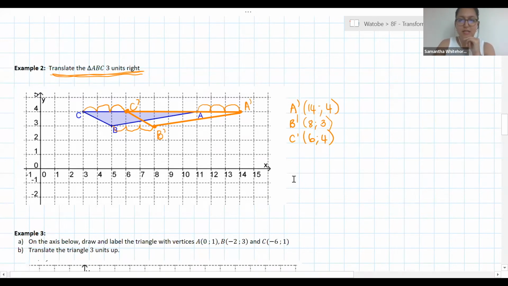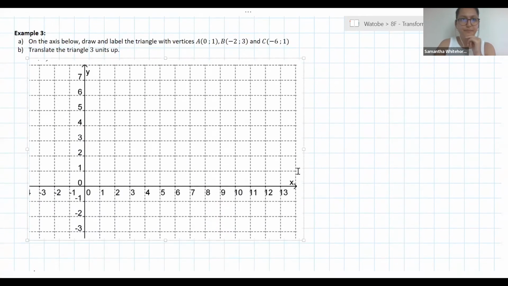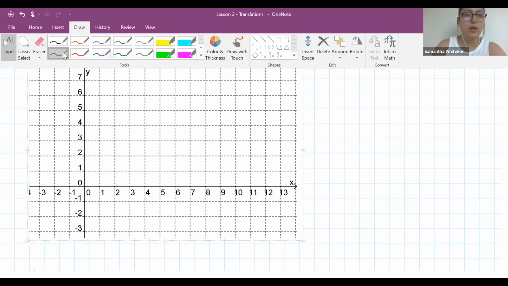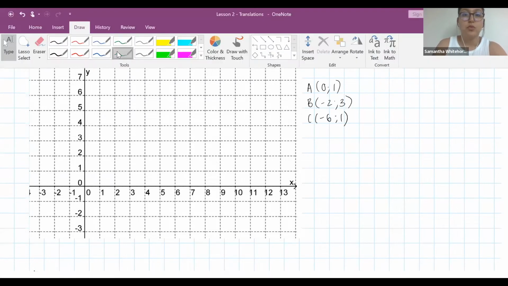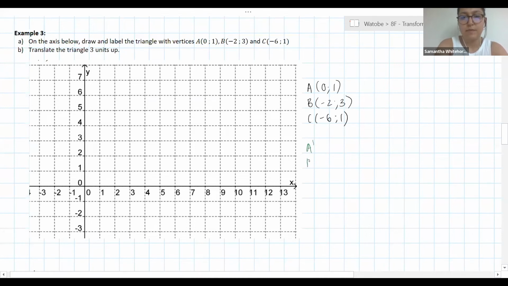Okay, screenshot's done. Let us have a look at example 3. I'm going to ask that you give this one a try by yourselves. Obviously, you don't have the set of axes in front of you, so you can set up your work like this: my original coordinates are A (0, 1), B (-2, 3), and C (-6, 1). Then write down the coordinates for your new triangle, A', B', and C'. So give this one a try.